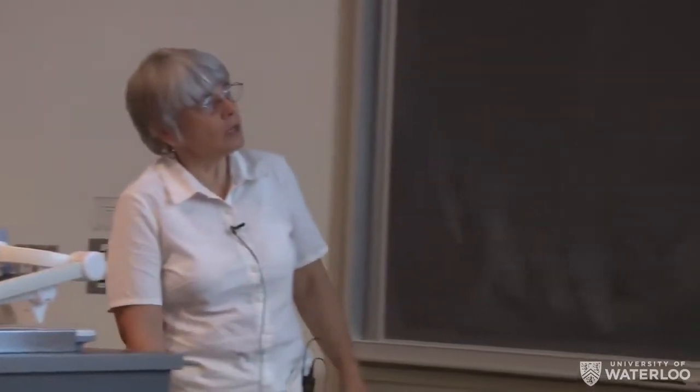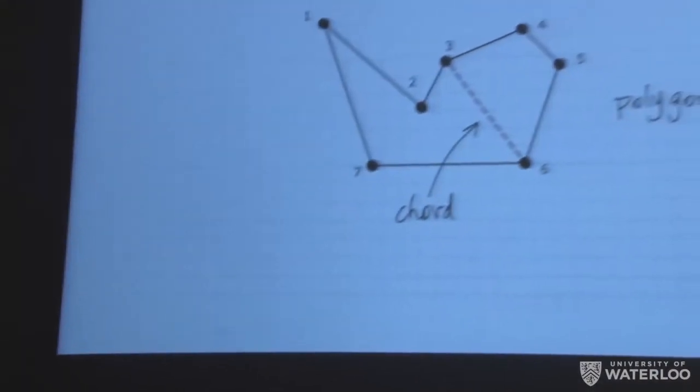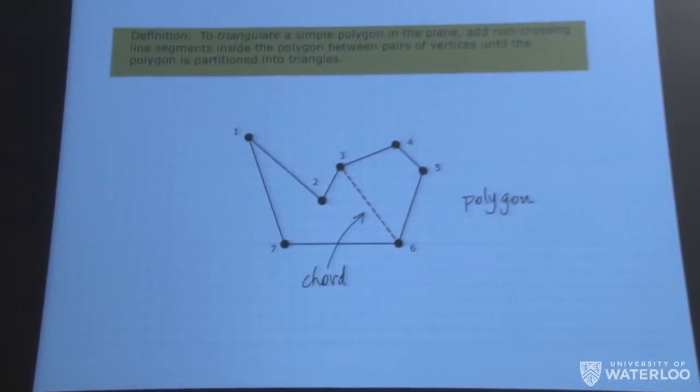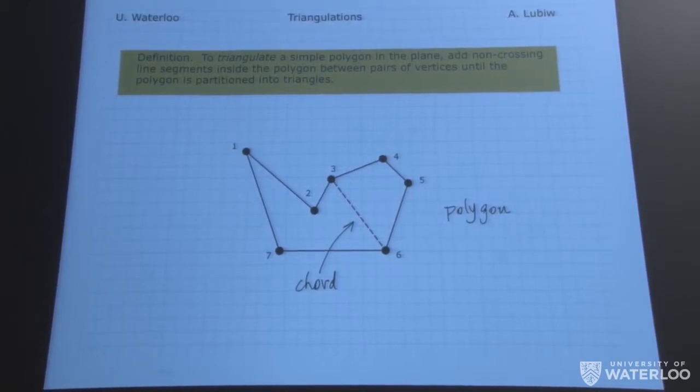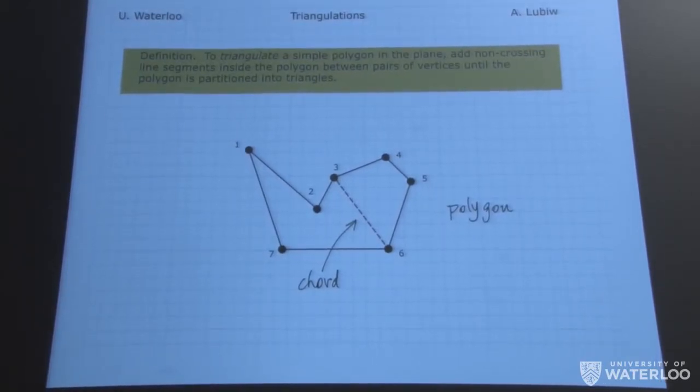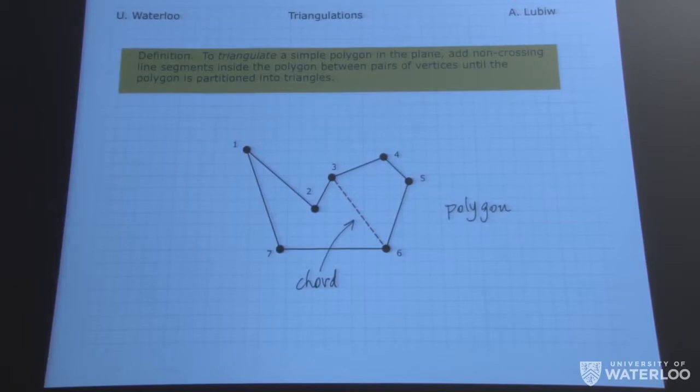So let me start by defining what a triangulation is. Unlike those pictures I showed you at the beginning, we're going to just triangulate simple polygons, and we're not going to use extra vertices, extra points in the middle.